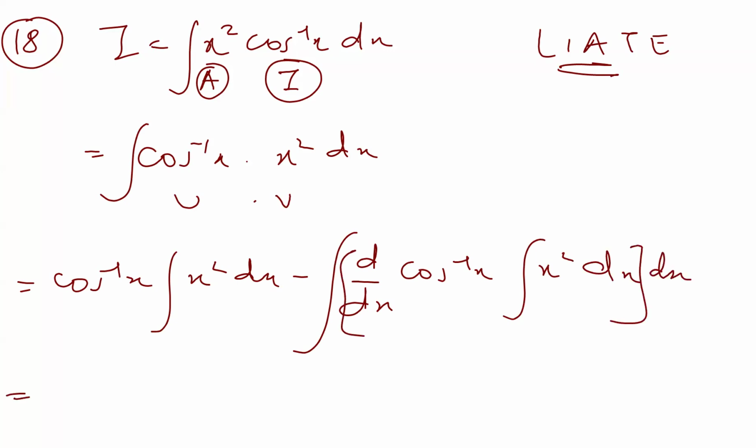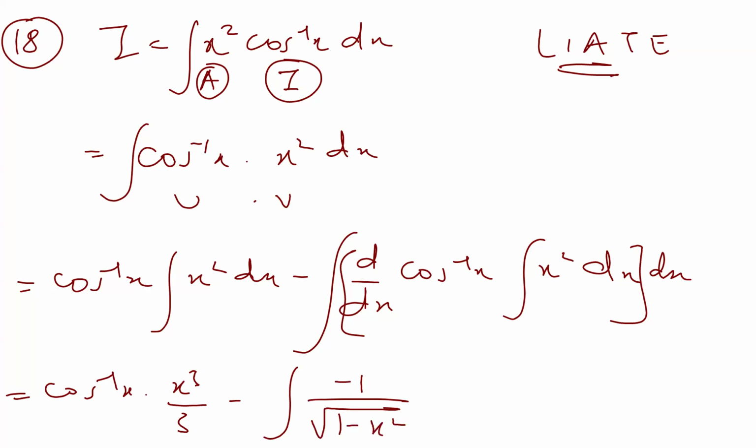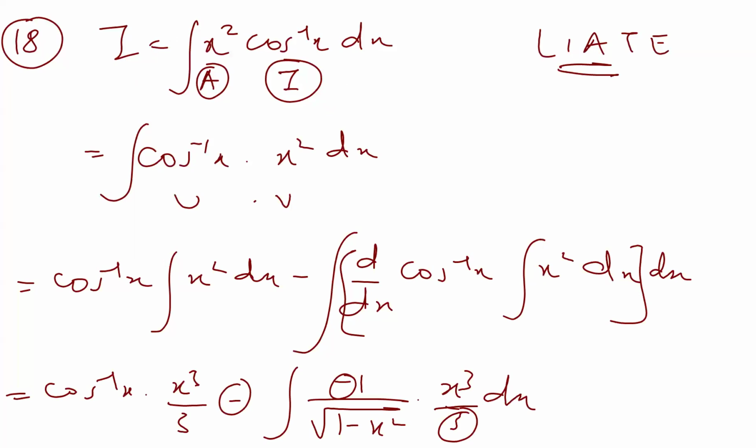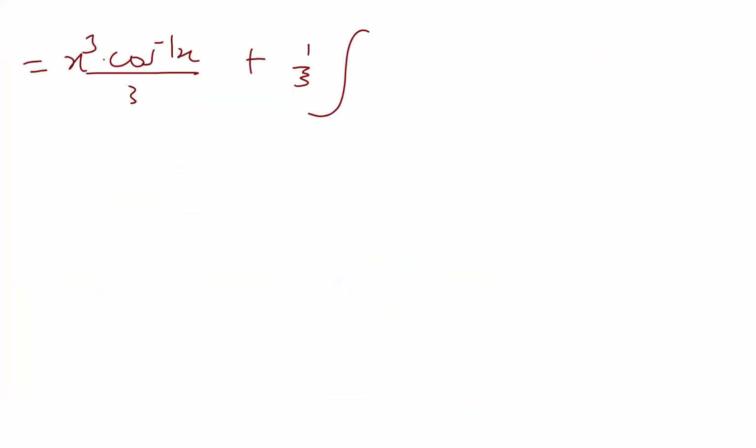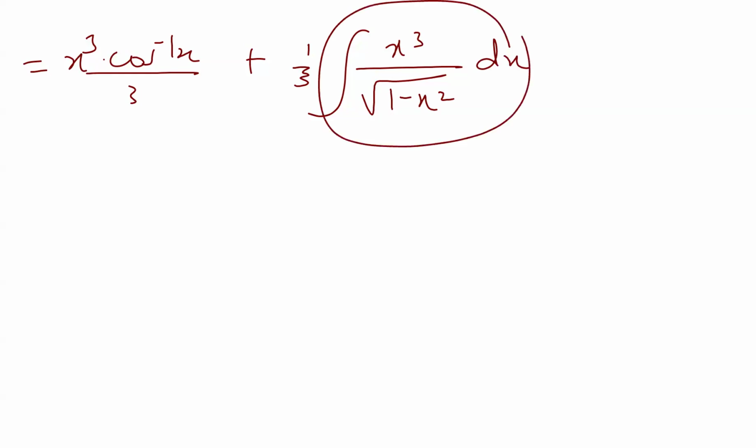Okay. Cos inverse of x, x cube by 3 minus 1 root of 1 minus x square, x cube by 3. Now this minus and this minus will be plus, take 1 by 3 outside. So x cube cos inverse x by 3 plus 1 by 3 integration x cube upon root 1 minus x square. Okay, x cube upon root 1 minus x square. Now let this be I1.